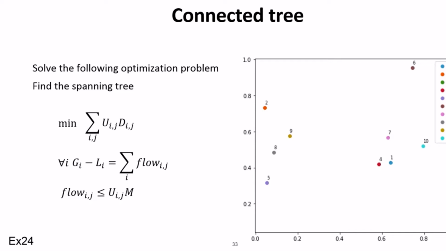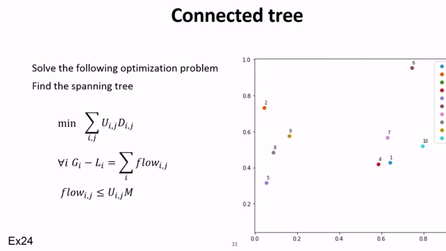This example is referring to the connected trees. So we do have some random points on the surface. Suppose here we have 10 points, and what we want to do is try to find out the graph, which is a tree without any loop, which is a connected one. Okay, so we want to find a connected graph which has no loop inside it.